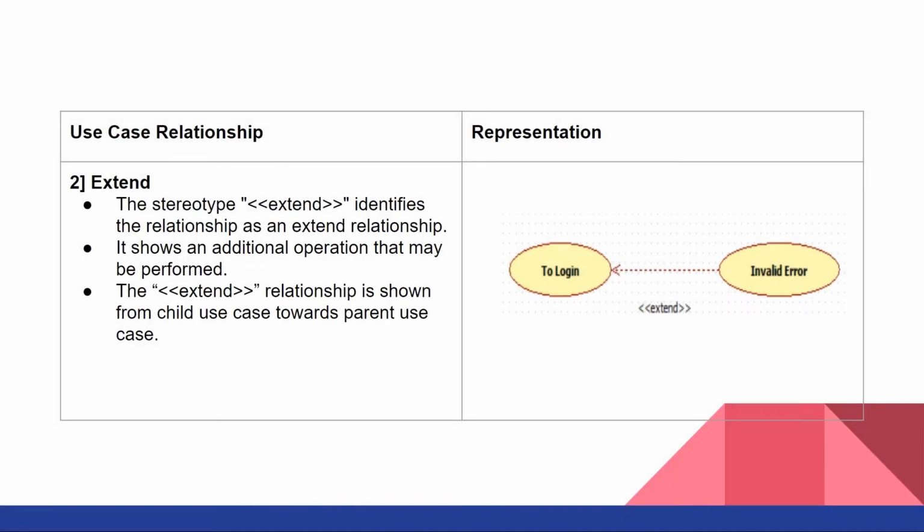The second use case relationship is extend, as you can see in this representation, and it is also shown using this stereotype extend. So here the arrow is actually same as in the include case, but the difference is that here the arrowhead will go from the child use case towards the parent use case.